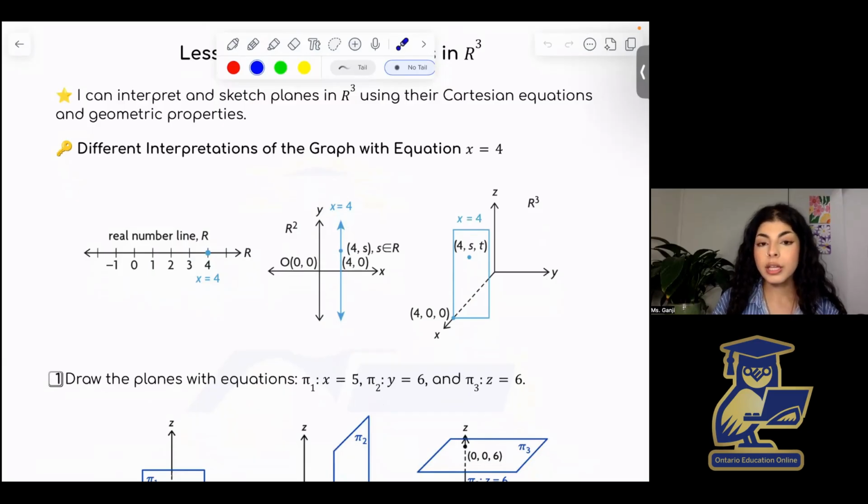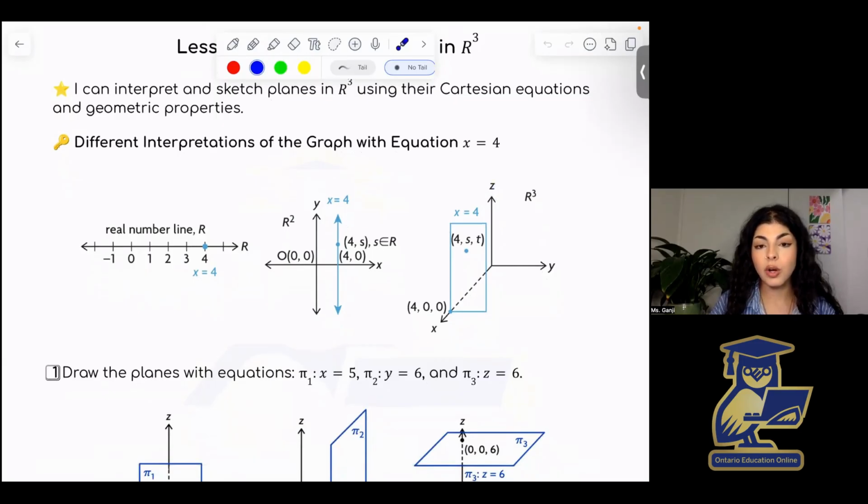Now, in R cubed, we have another axis, which is our z-axis. So when you have x is equal to 4, that means, again, that your x component for any point will be the same, which is 4. And in this case, you will have a plane. This plane is parallel to the zy plane, as you can see here, and any point on this plane having the coordinates x, y, and z will be starting with 4, and we have y equals s and z is equal to t for a random point on this plane.